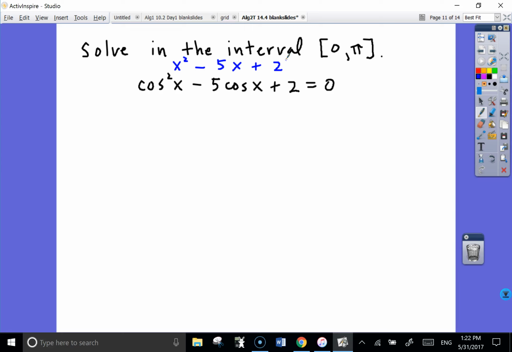Quadratic formula. Now, you could use that app to do that, right? You could just put it in the app, 1, negative 5, and 2, and it's going to tell you what cosine equals. You'd still have to do the cosine inverse to find what x equals. But you could do it like that, or you could use the quadratic formula. It's just that now, because it's got cosines in it, it's not x equals, it's cosine x equals negative 5 plus or minus the square root of negative 5 squared minus 4 times 1 times 2, all over 2 times 1.